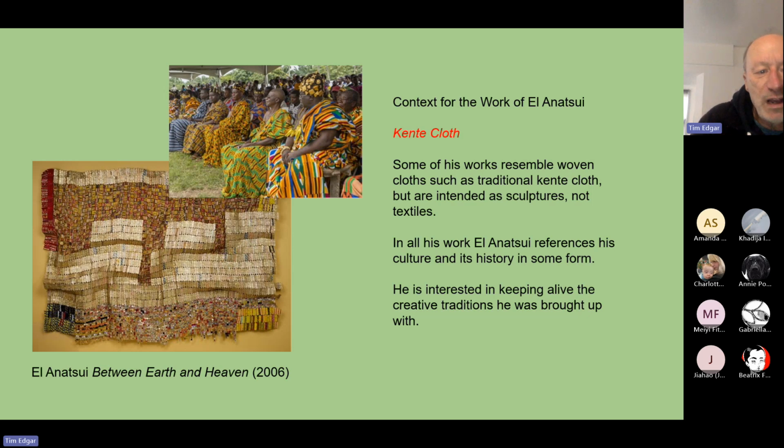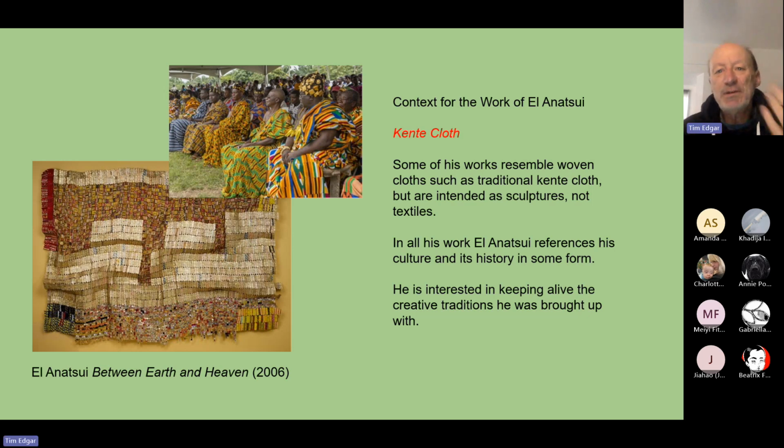And this cloth as well is pretty fascinating. You can see the kente cloth there being worn by the women here, and his work resembles the patterns of this cloth. So yeah, he's changing the textiles, cloth, and patterns into sculptures. This is Between Earth and Heaven here, lovely piece, 2006.